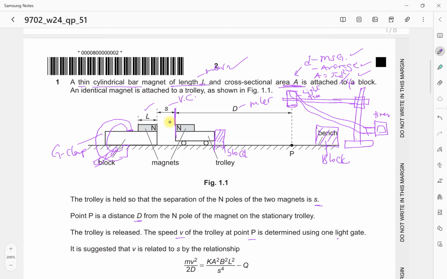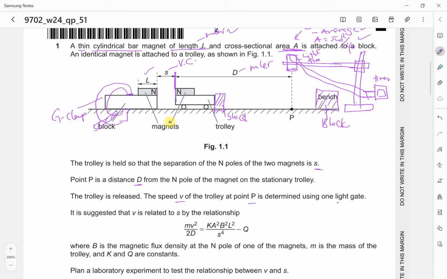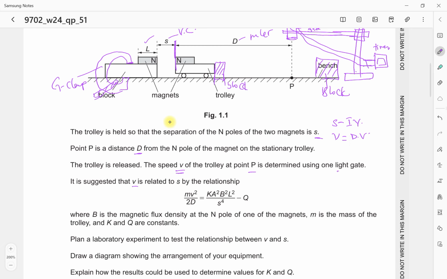Okay. So it is suggested that V is related to S by that relationship. Now we have already seen V is the speed. The speed is going to be dependent on S, where S is going to determine the force of repulsion between the two poles. So it means S is going to be the independent variable, which I'm going to be changing as the experimenter, and therefore V is going to be the dependent variable, which is going to change when I change S. And how will I determine V?